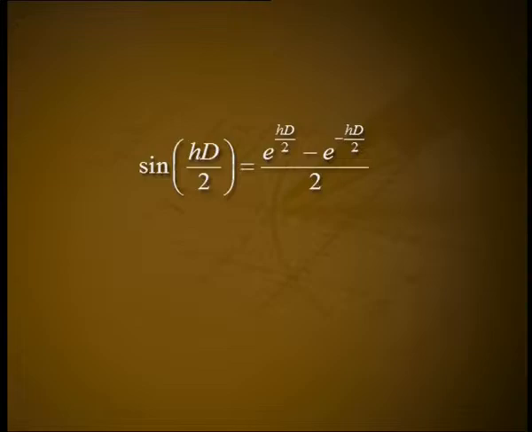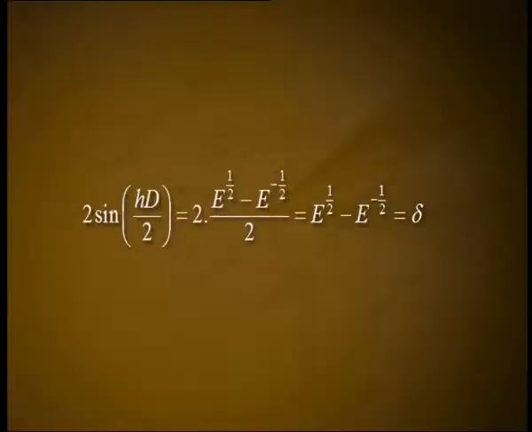Proof. We have sinh(hD/2) equal to (e raised to hD by 2 minus e raised to minus hD by 2) all divided by 2. That is, (e raised to 1 by 2 minus e raised to minus 1 by 2) divided by 2. Hence, 2 sinh(hD/2) equal to 2 into (e raised to 1 by 2 minus e raised to minus 1 by 2) by 2, that is e raised to 1 by 2 minus e raised to minus 1 by 2, that is equal to delta.